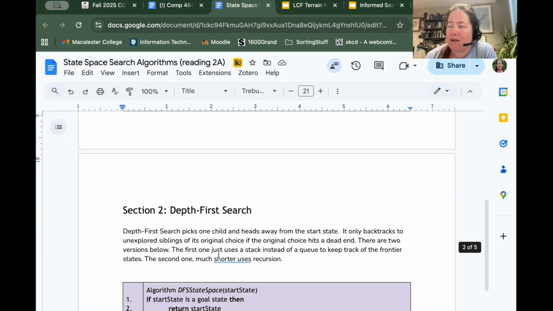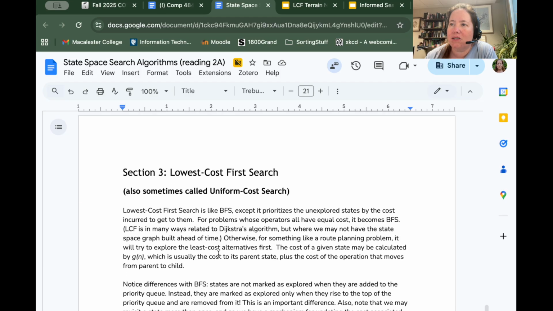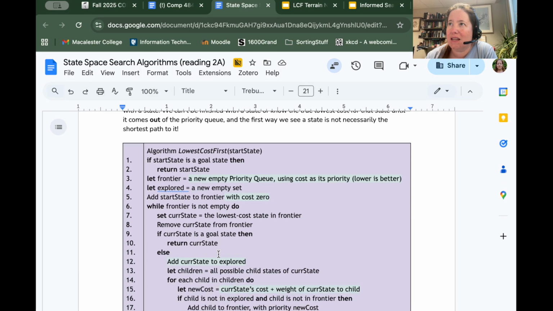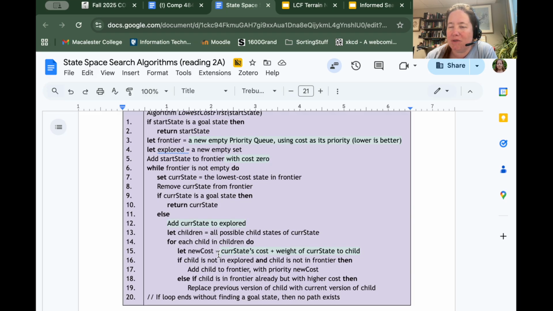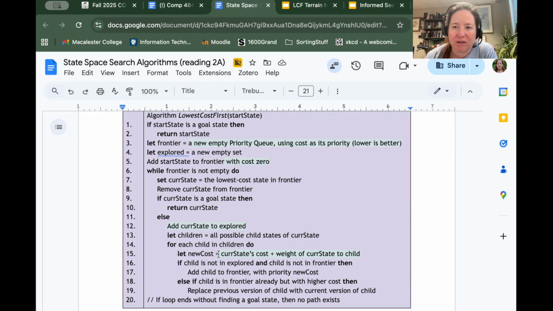Now I'm going to scroll down to show you what lowest cost or least cost first looks like, because I can't quite see all of it. I'm just missing the last line that returns a failure if the search fails. This still looks a lot like breadth first search. We still have a start state as our input. We check to see if it's a goal. Here, we're just changing out line 3.